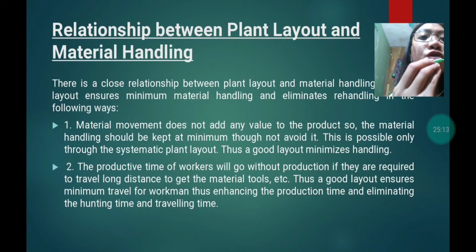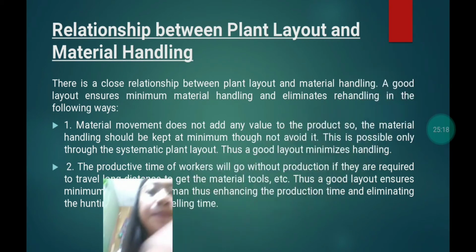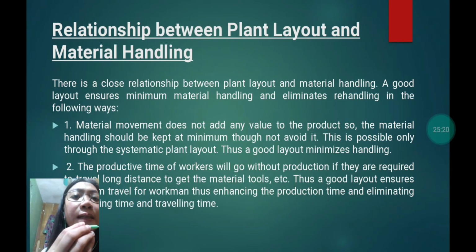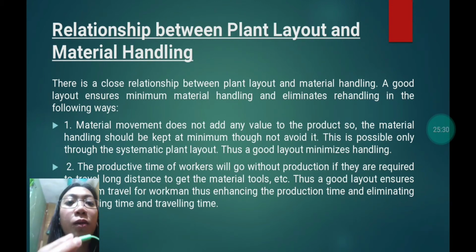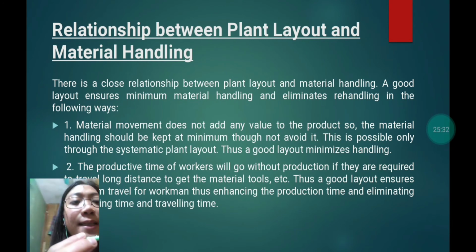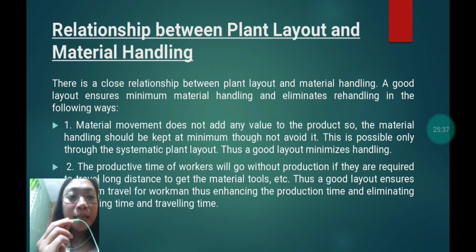And we have the relationship between plant layout and material handling. There is a close relationship between plant layout and material handling. A good layout ensures minimum material handling and eliminates rehandling in the following ways. First, material movement does not add any value to the product, so material handling should be kept at a minimum, though not avoided. This is possible only through systematic plant layout. Thus, a good layout minimizes handling.